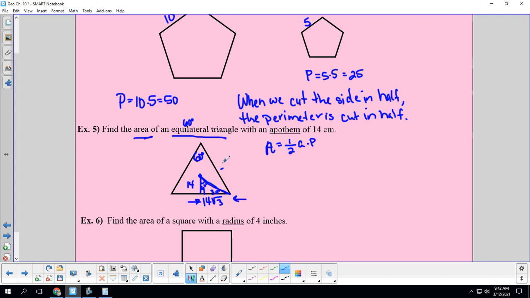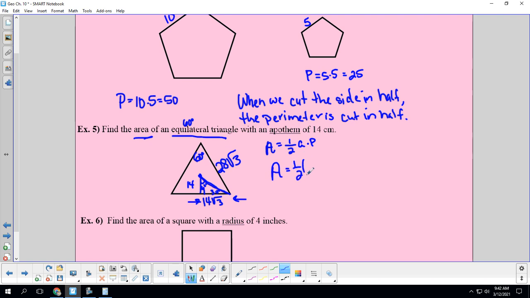I'm going to have to double it to get the real side. So 14 root 3 times 2 is 28 root 3. So the side length is 28 times the square root of 3.